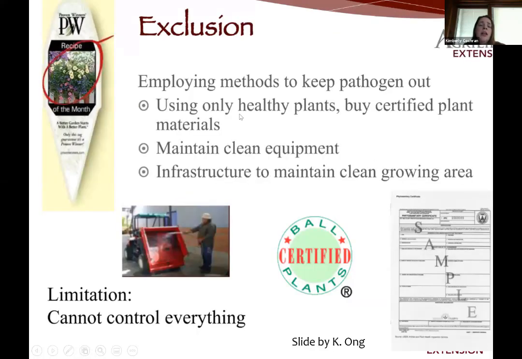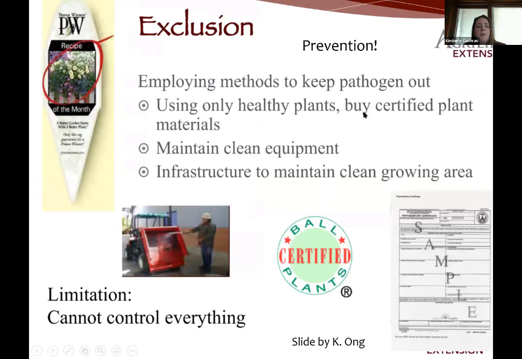Okay, exclusion is employing methods to keep the pathogen out. This includes only using healthy plants, buying certified clean plant materials, maintaining clean equipment, and having infrastructure to maintain a clean growing area. For homeowners, this really includes having all your sanitation supplies set up and ready to go, because if you have that ready to go, you're more likely to follow through and use it. Like disinfecting your tools with a 1 to 10 bleach solution, for example, and then following it up with some tool spray or WD-40 or whatever your application of choice is to prevent rust.